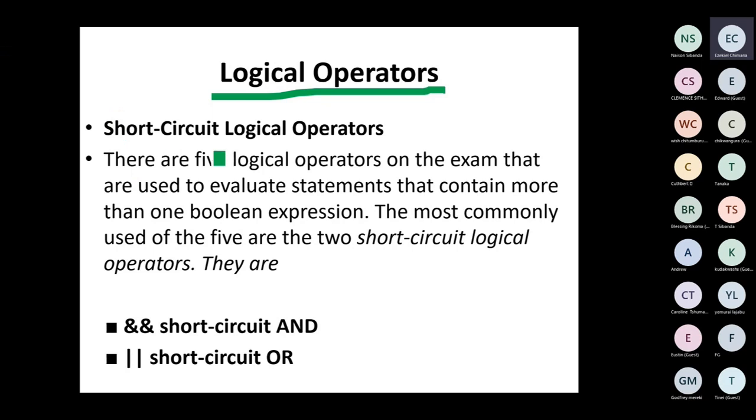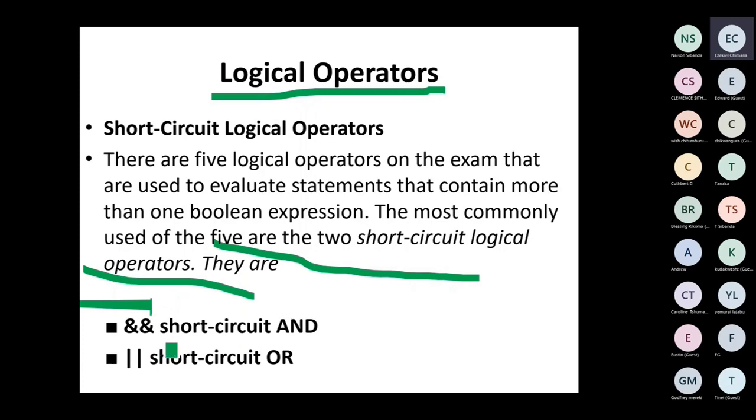The short circuit logical operators, you normally use them when you are doing loops, or when you are comparing things using if statements. There are 5 logical operators on the exam that are used to evaluate statements that contain more than 1 Boolean expression. But the most commonly used of the 5 are the 2 short circuit logical operators, the short circuit AND and the short circuit OR.